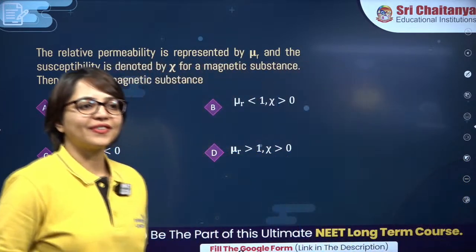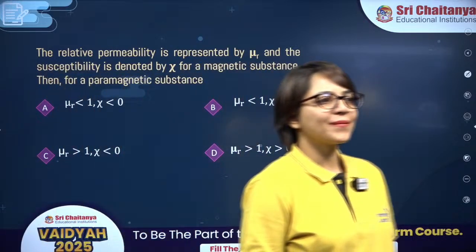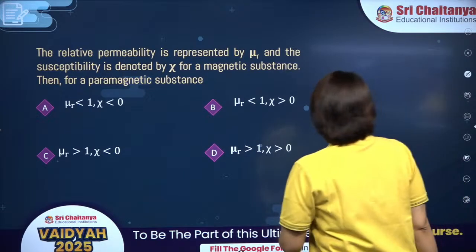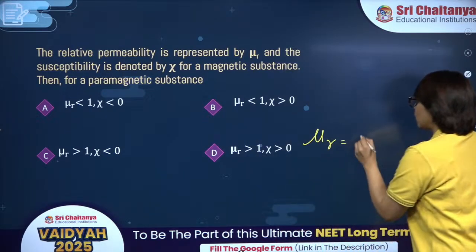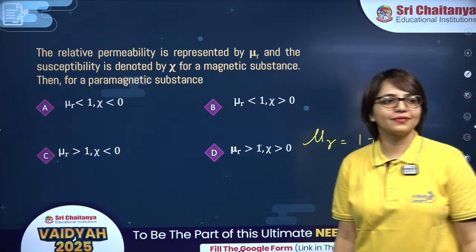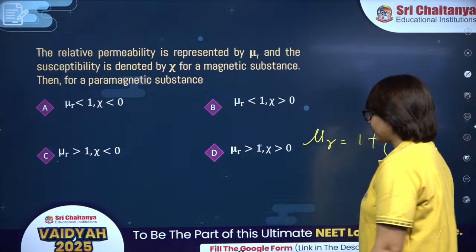Any idea? Option C. Relative permeability is equal to 1 plus chi. Right?